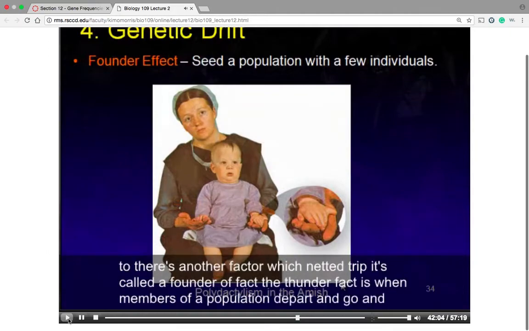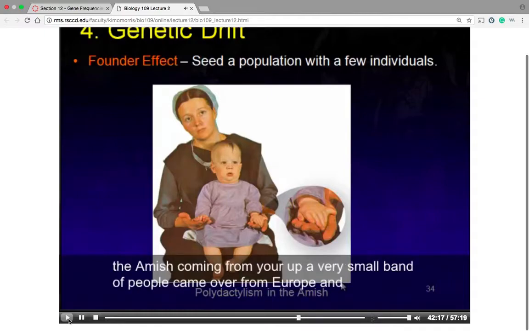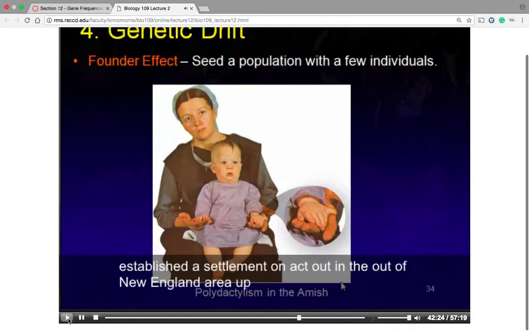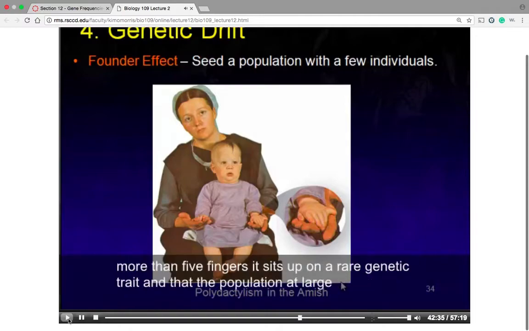Okay, there's another effect here with genetic drift. It's called the founder effect. The founder effect is when members of a population depart and go and reseed a new population. A classic example of this is the Amish. A very small band of people came over from Europe and established a settlement in the New England area. And they happen to exhibit a particular genetic trait called polydactylism. That is, having more than 5 fingers.